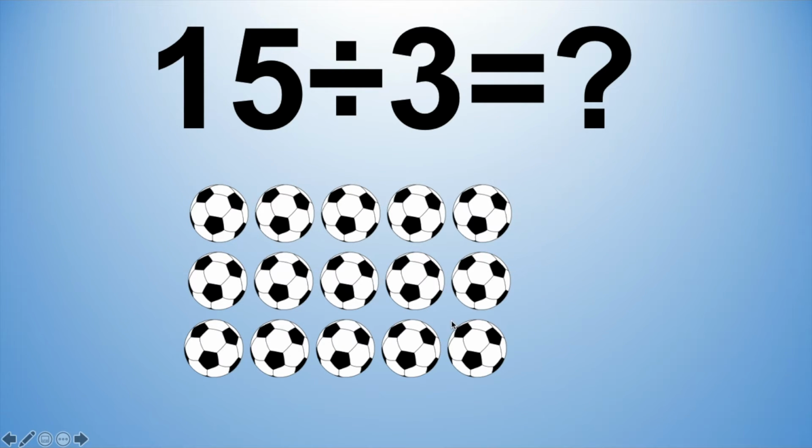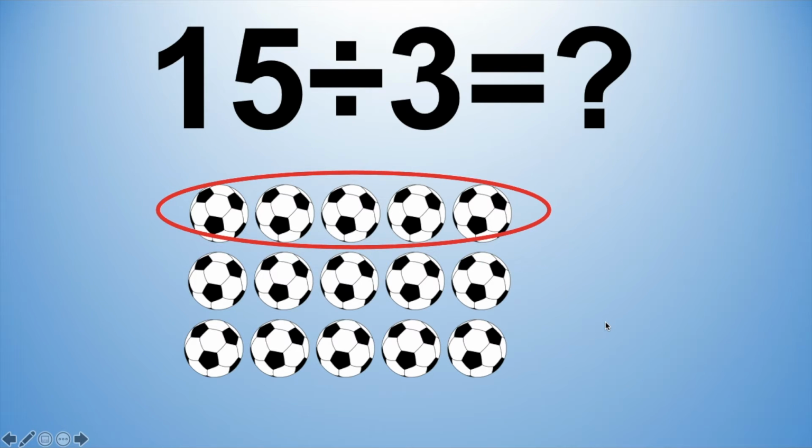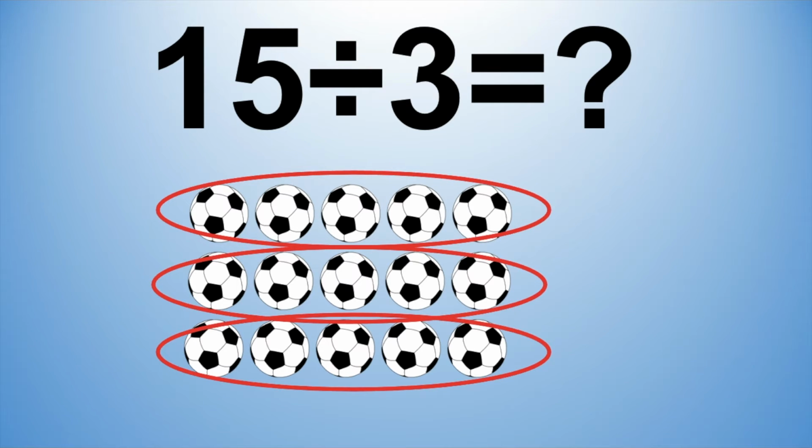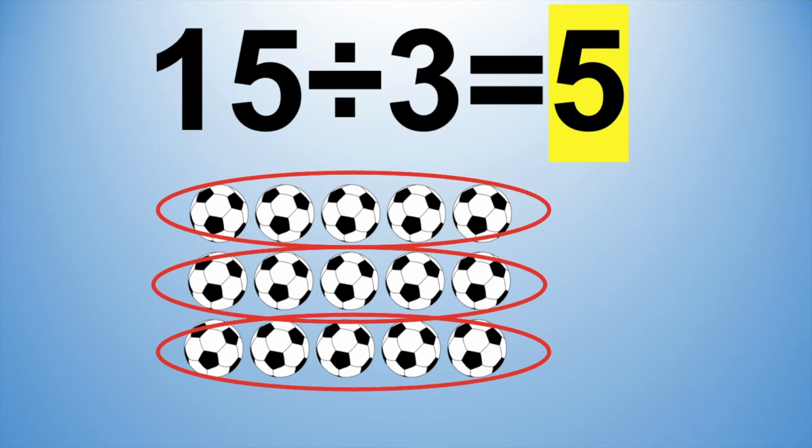Now that's really going to help me because I want to put these soccer balls into 3 groups. And they kind of already are because I've put them in an array. So I can just draw a group around each row. 1, 2, 3. That was easy. Now all I have to do is count how many's in each group. 1, 2, 3, 4, 5. So my answer with 15 soccer balls put into 3 groups is 5, but I have to check.